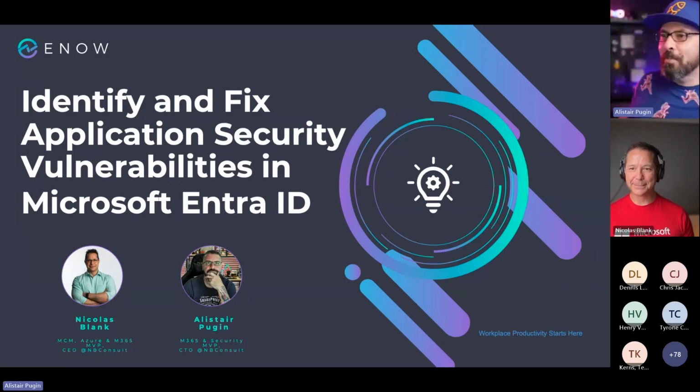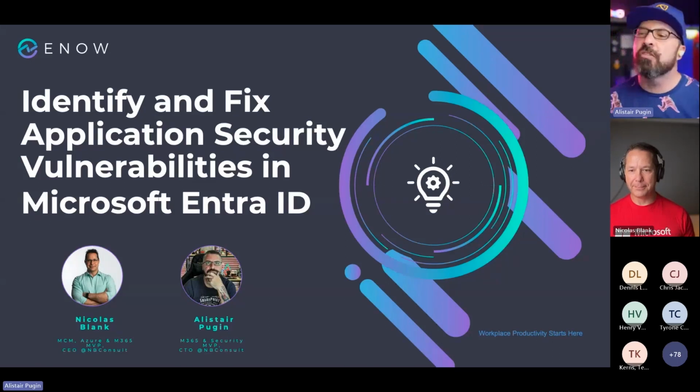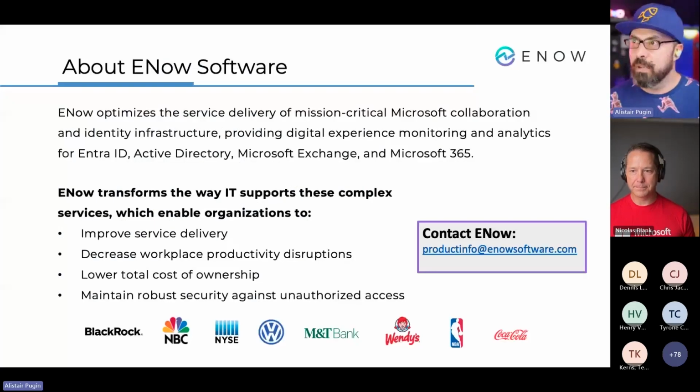The session is really to talk about being able to identify and fix application security vulnerabilities in Microsoft Entra ID. Just a little bit about eNow. eNow has been around since the beginning of time. They do cool stuff with dashboards and reports, and the product that we'll be showing you today is a free product by eNow called AppGov, and they've been building these dashboards in the Exchange space, which is why everyone likes Nick, because he spent a lot of time there. And we'll be talking a little bit about tooling and also what you can do to achieve operational efficiencies inside of Entra ID.